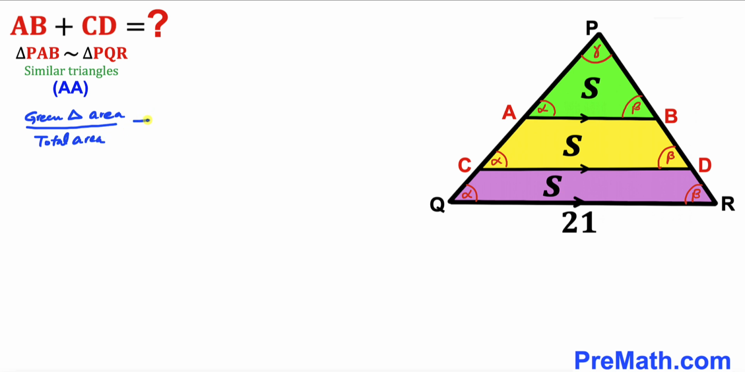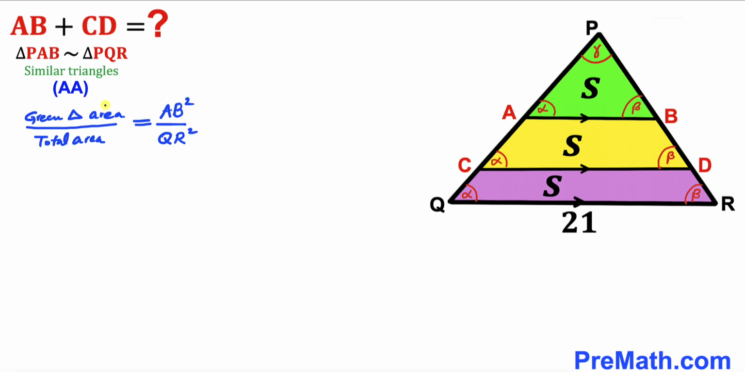is going to be equal to the square of this side length AB. So I'm going to write down AB squared divided by the square of this side length QR. So I can write down QR squared. And please bear in mind that we are going to square these right sides since we are dealing with the area on the left hand side.